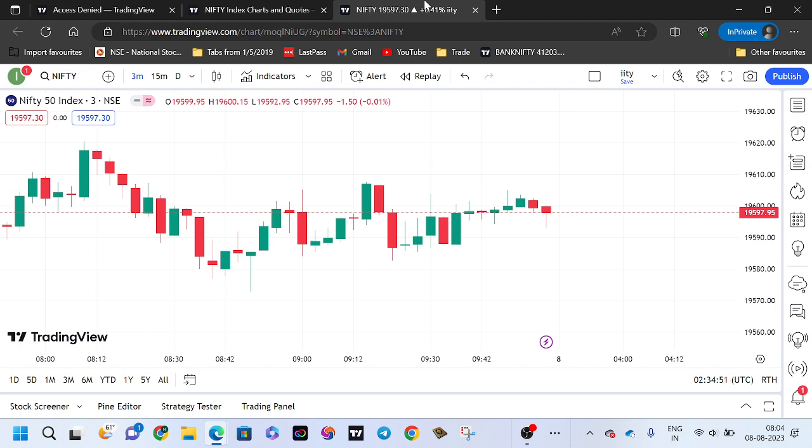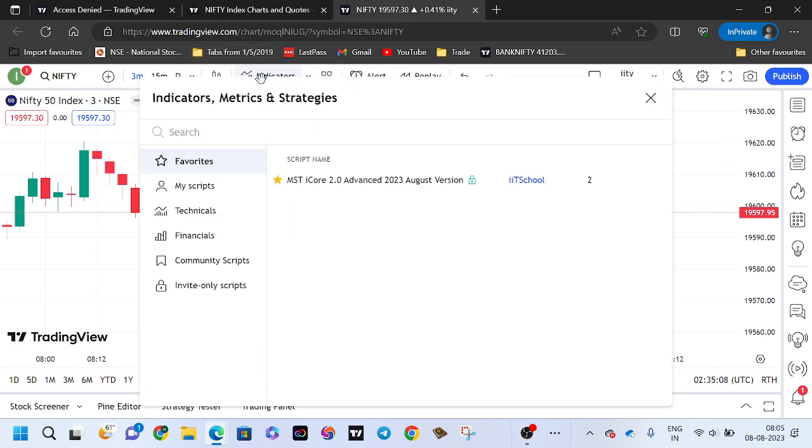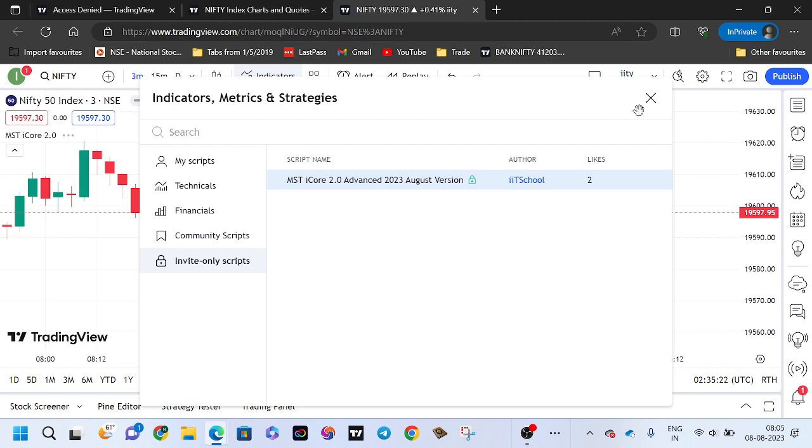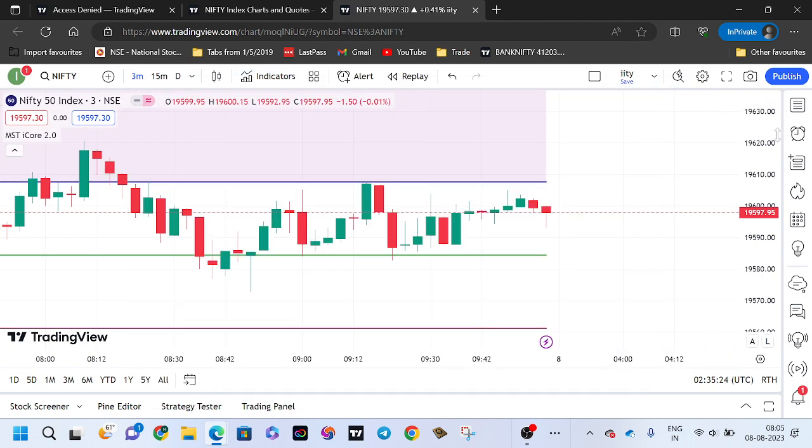In a free TradingView account, I can use up to 3 indicators, but I am going to use only one indicator, that is MST iCore 2.0, a premium advanced tool based on price action. Come here, go to the invite only option. See, it is clearly written with the lock symbol, invite only. Just click on the indicator and it will be automatically added to the chart.